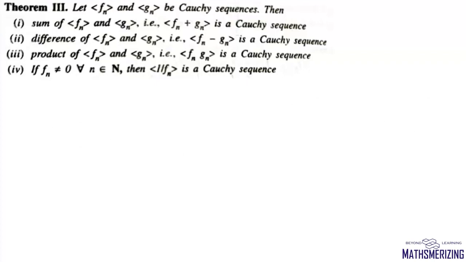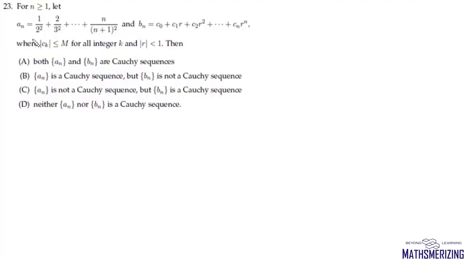Now there are some theorems on Cauchy sequences that say let fn and gn be two Cauchy sequences, then their sum will be a Cauchy sequence, their difference will also be a Cauchy sequence, their product will also be a Cauchy sequence, and if fn is unequal to 0, then 1 upon fn is also a Cauchy sequence. Now here the question is, we are given two sequences an and bn. Now this an is this summation, k varies from 1 to n, k upon k plus 1 whole square.